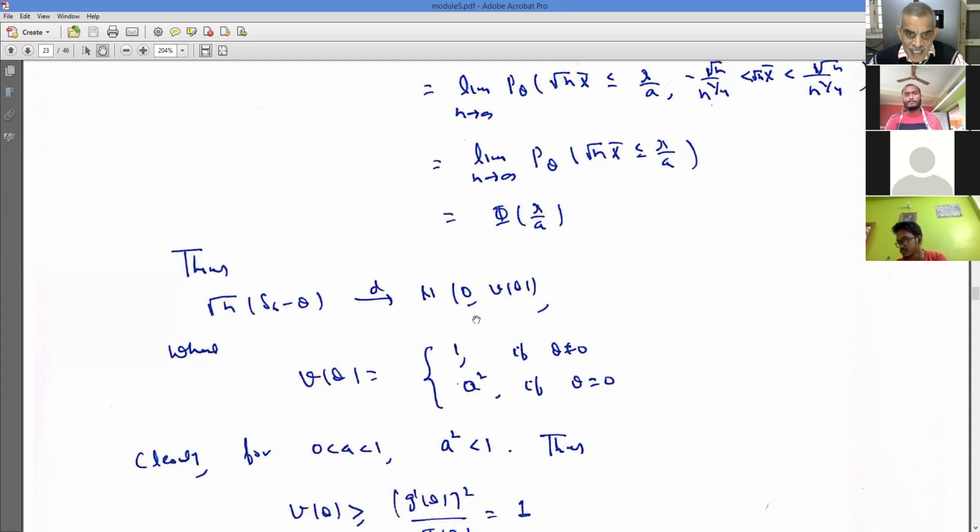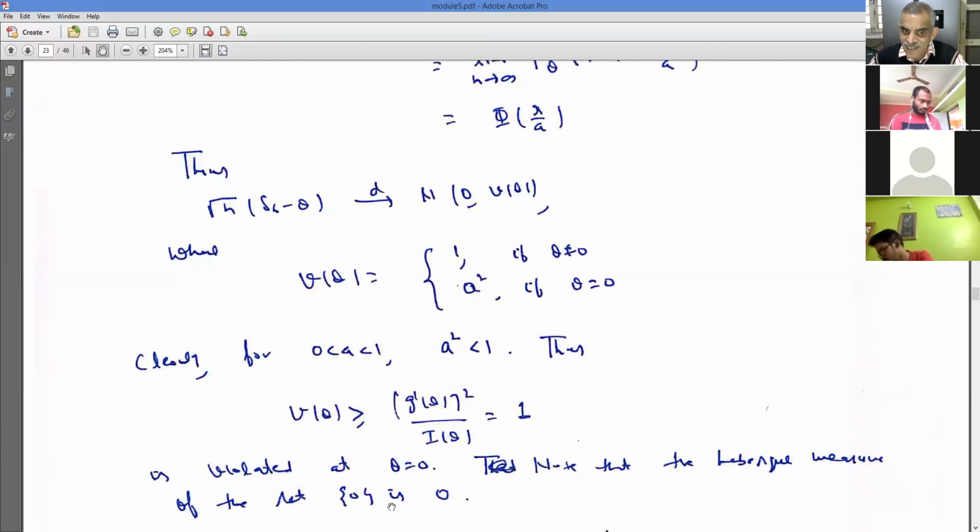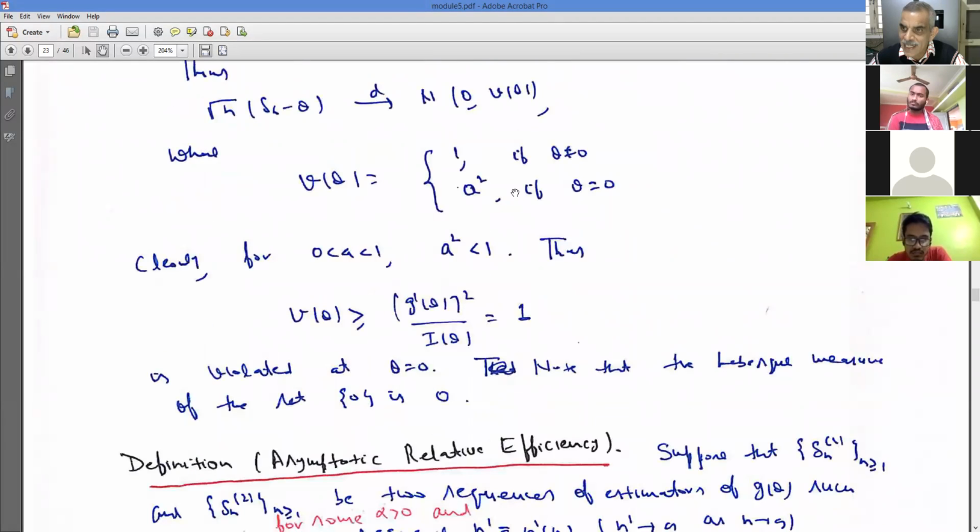So for a less than 1, you can see that v theta is always less than 1. So v theta greater than or equal to g prime theta whole square by I theta. But the set of all those points is only a single point, theta is equal to 0. And the Lebesgue measure of the set theta equal to 0 is 0 because it is a singleton. Is that okay?